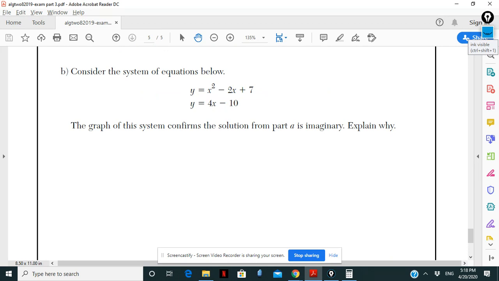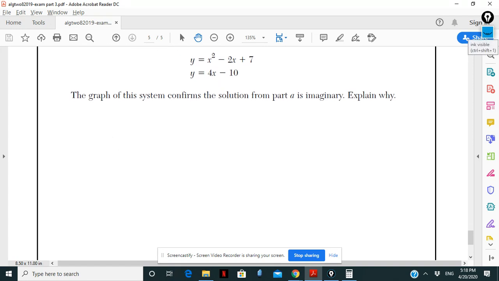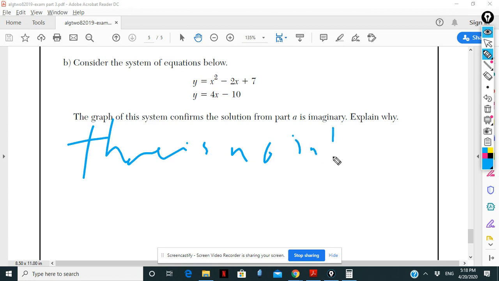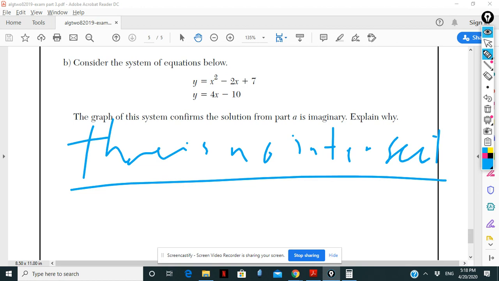Second part for that question, consider the system of equations below. The graph of this confirms the solution for part A is imaginary. Why? Because there is no intersection. What does it mean? There is no real solution, and it's going to be an imaginary solution. Like for the quadratic, we said it has two imaginary solutions because it doesn't have any intersection. So since there is no intersection between the line and the parabola, it means it has imaginary solutions.